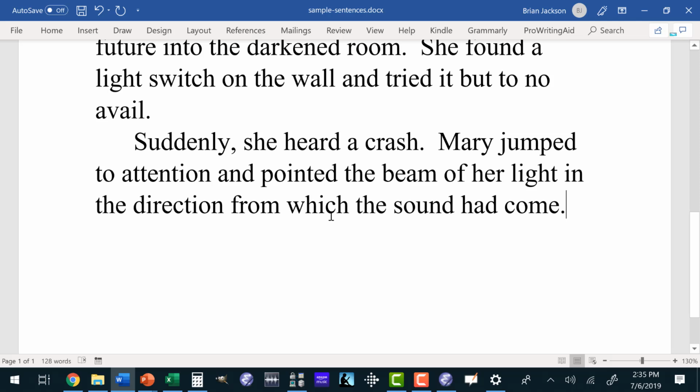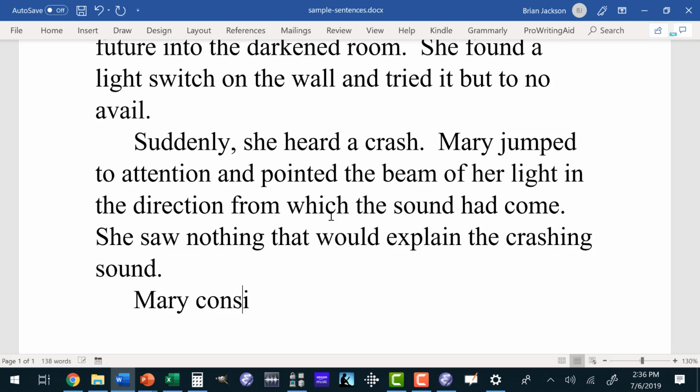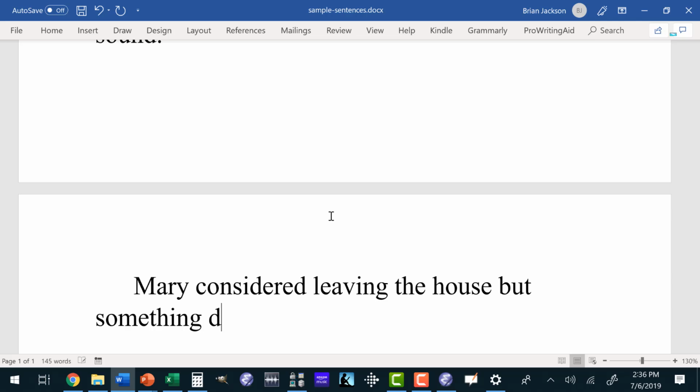Let's keep writing. She saw nothing that would explain the crashing sound. Now we go to a new paragraph because we're going to start a whole new set of thoughts. Mary considered leaving the house, but something drew her forward.